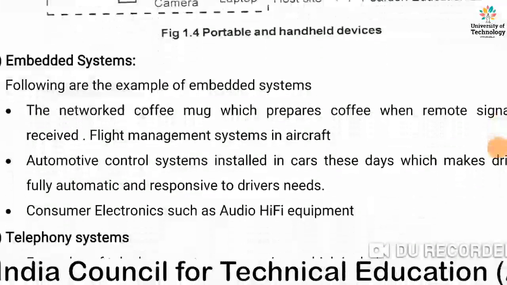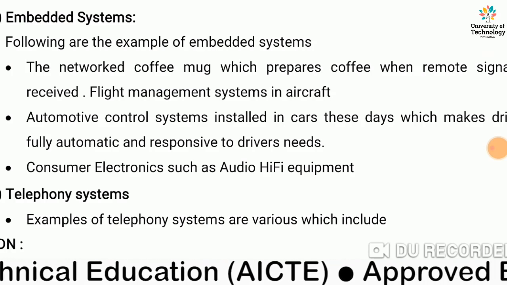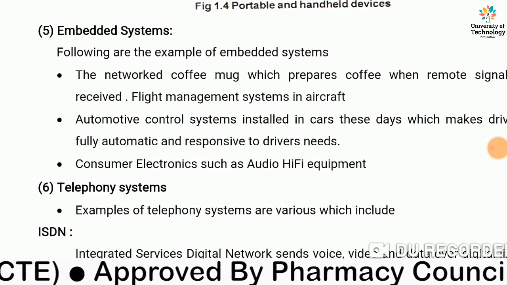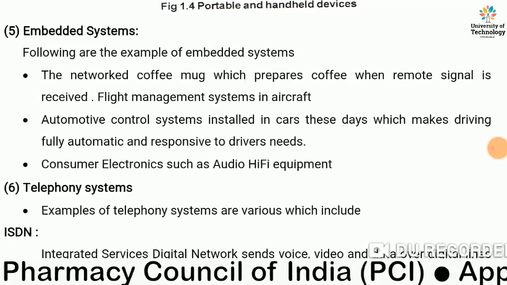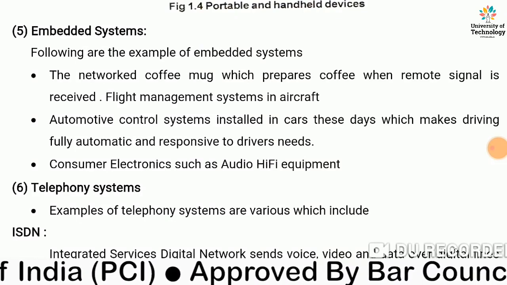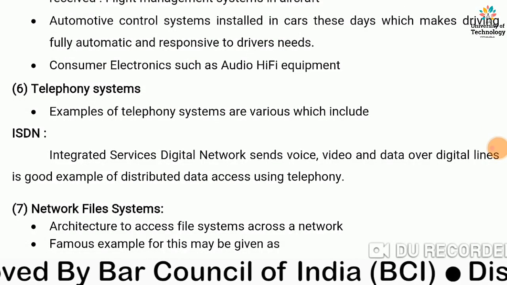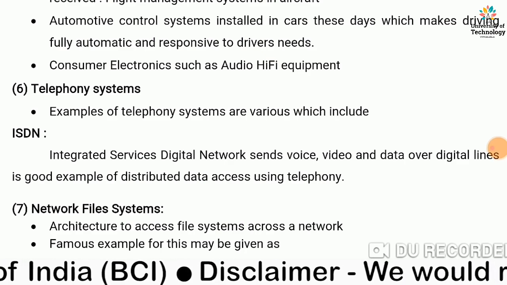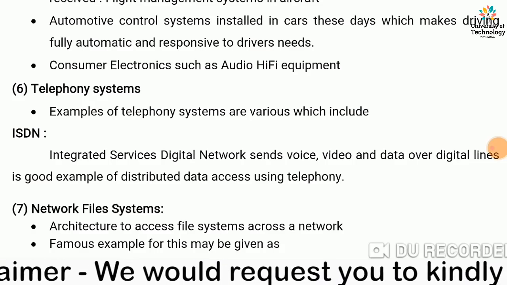Next, embedded systems. Following are examples of embedded systems. The networked coffee mug, which prepares coffee when a remote signal is received. Flight management system in aircraft. Automotive control system installed in cars these days, which makes driving fully automatic and responsive to drivers' needs. Consumer electronics such as audio, hi-fi equipment. Telephonic systems. Examples of telephonic systems are various, which include ISDN. ISDN stands for what? Integrated Services Digital Network.